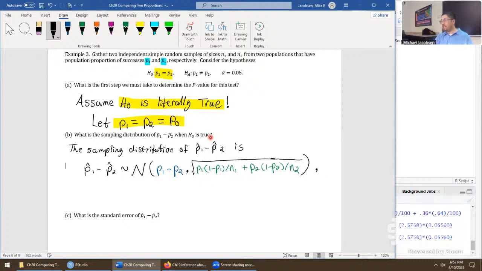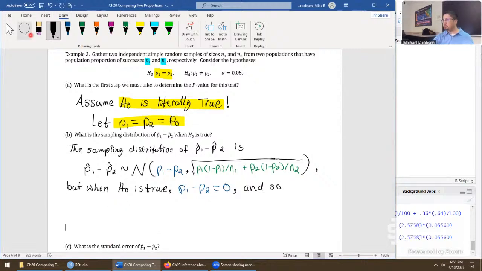Let's put a comma here and say, but when H naught is true, P1 minus P2, well, if they're both equal to P naught, P1 minus P2 is 0 now. And so that's actually before the end, so let's back off just a bit. We can also make a statement about this part inside the square root.